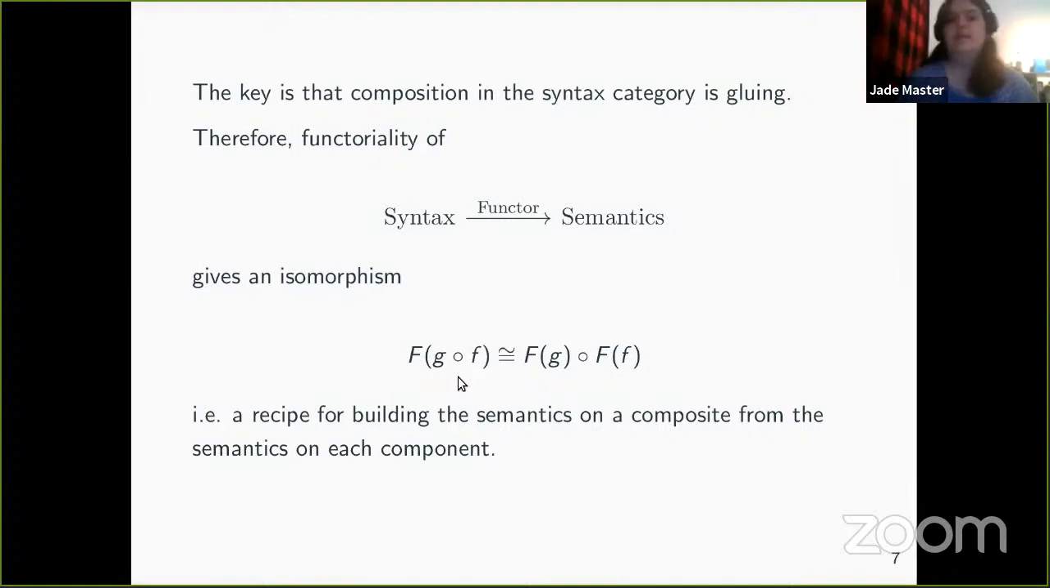And this is great because if G and F are two networks and you glue them together, then this isomorphism relates the semantics on the larger glued together network to the semantics on each component. And this is very useful because often computing these things in semantics can be very computationally expensive or hard or difficult in some way just because the networks are so large. So it's very helpful to be able to break it up into smaller pieces.